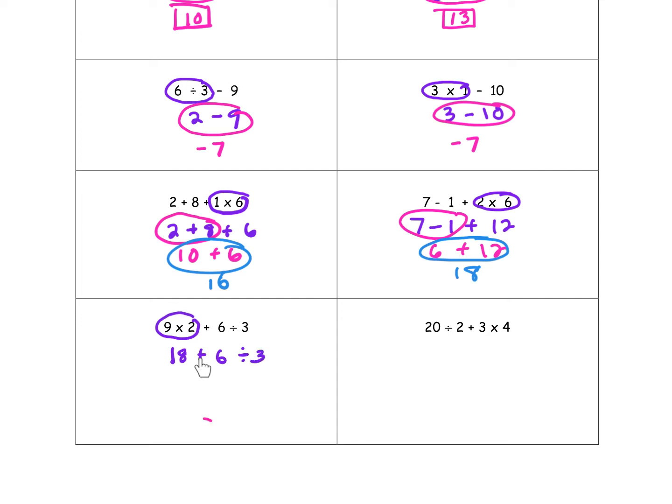Next, we have addition and we have division. So division comes before addition, so we're going to do 6 divided by 3, and that leaves 18 plus 2. And then finally 18 plus 2, our final answer is 20.